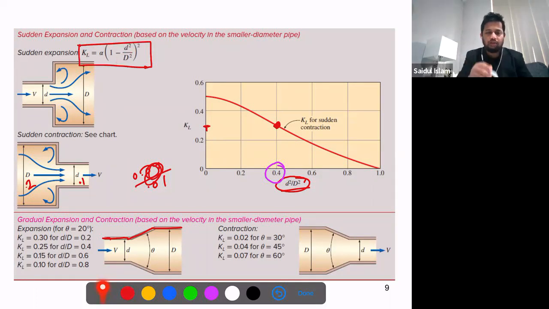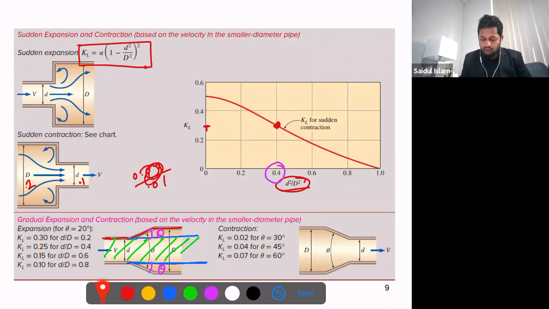Now for gradual expansion, it is important. Why is it important? When it is gradual expansion or gradual contraction, in general, the pipe will be like this. Let's say this is the pipe, but it gradually expands. So we have an angle here, theta. So this is the angle. So when it is 20 degree, for 20, the ratio of this small d and this capital D is 0.2, the KL loss coefficient is 0.3. For 0.4, the loss coefficient is 0.25.